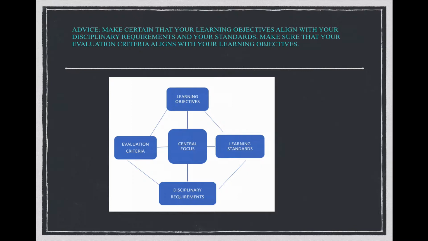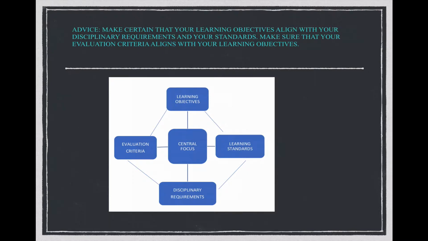So if I'm designing math work, I want to make sure that in my central focus, I'm writing a central focus that keeps procedural fluency, conceptual understanding, and mathematical reasoning and problem solving in mind. It connects with those disciplinary requirements so that I know my students are going to be working with those disciplinary requirements. And again, the disciplinary requirements definitely come out of the Common Core, so they're going to connect to your learning standards, and your learning standards are going to connect to your learning objectives. And it all goes back to your central focus.